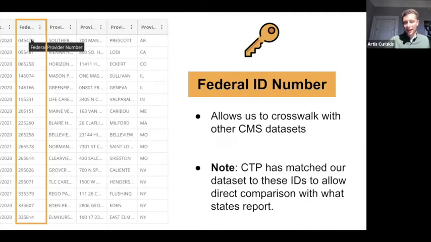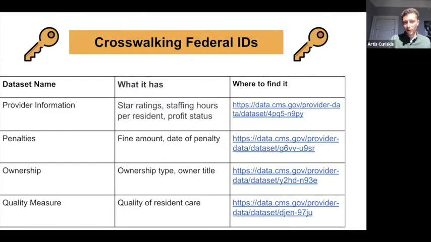But not only that, it allows us to cross-reference with other CMS or CDC data sets surrounding nursing homes. There are 4 other data sets that we definitely lean towards. There are a couple others, but if you want to crosswalk using the federal IDs and using the magical VLOOKUP formula and then parsing them together, you can look at provider information, which are star ratings or staffing hours, or if it's a for-profit or nonprofit nursing home, and then see how cases or deaths correlate to that.